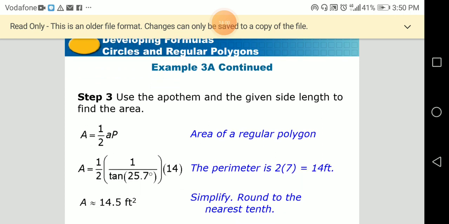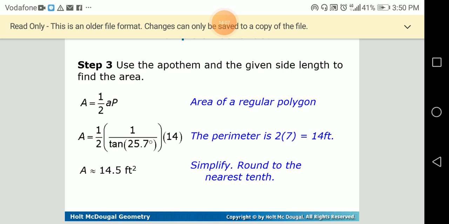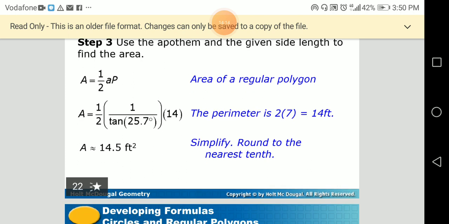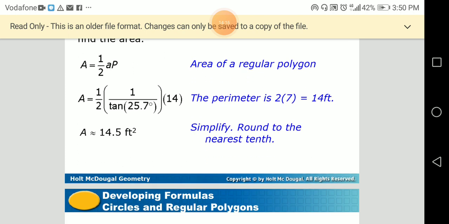Step 3, using the apothem and the given side length, find the area. So the area is half AP, so I have area equal half times 1 over tangent 25.7 times 14. So the area will be 14.5 feet squared.